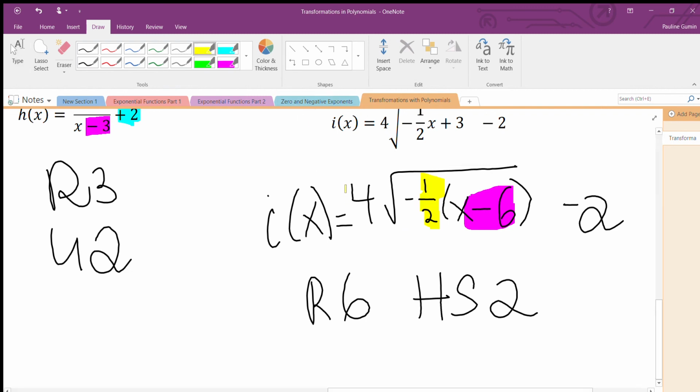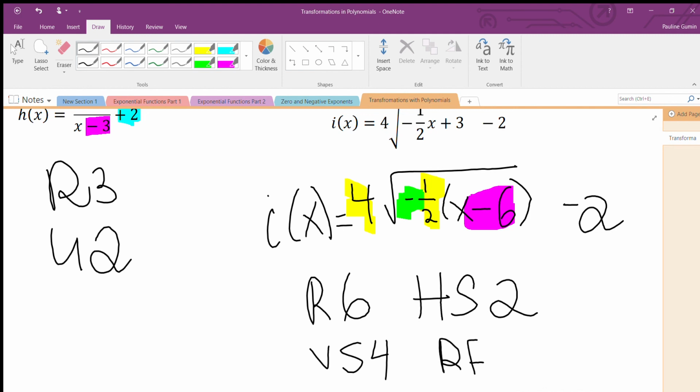Then we have this 4 on the outside. That's a vertical stretch by 4. We have a negative on the inside. Inside is horizontal. So reflection over the y-axis. You're going to multiply all your x's by -1. And last, and certainly not least, actually, I don't know. Maybe it is the least. It's always last. Down 2.